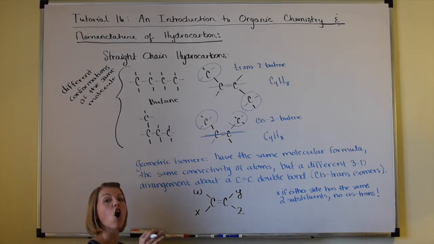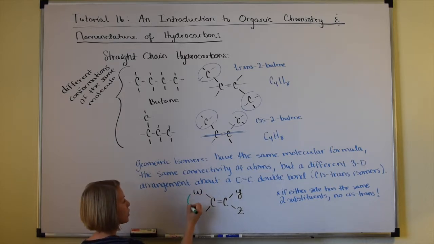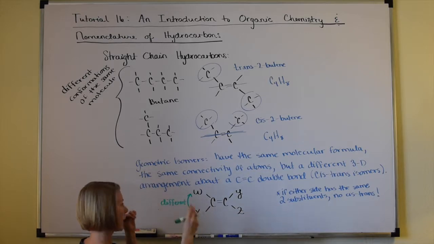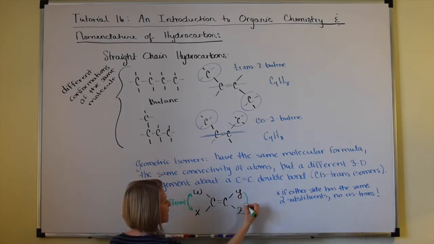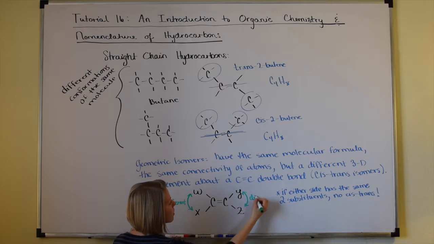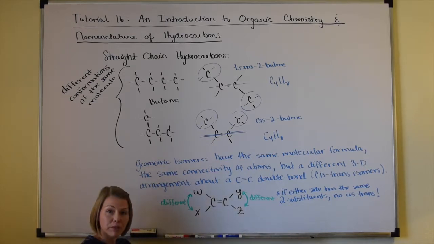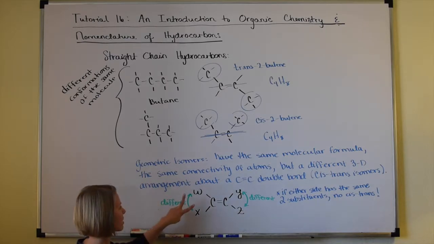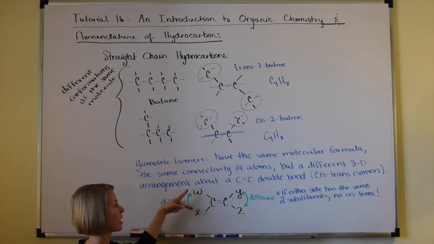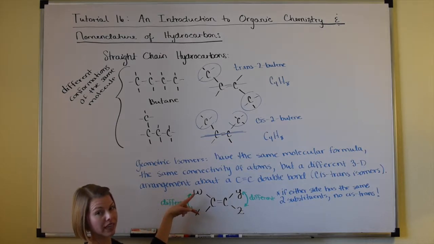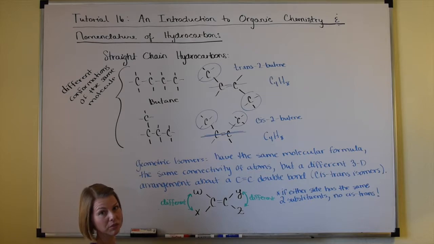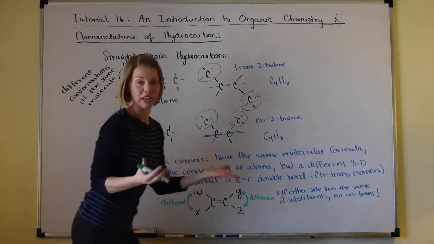If both sides are different, if W is different than X, and if Y is different than Z, then you absolutely have cis-trans isomers, because if you flip X and W, you get the different geometric isomer. You flip from the cis to the trans, or the trans to the cis.